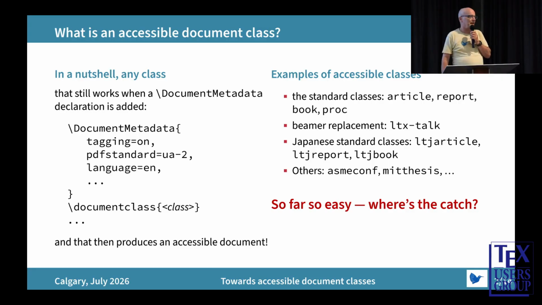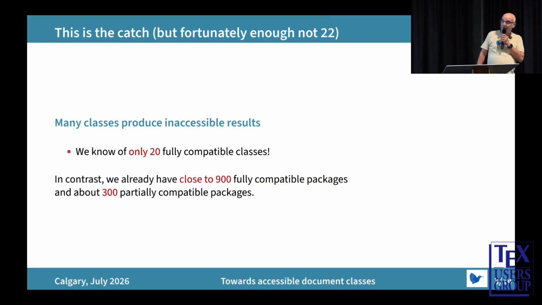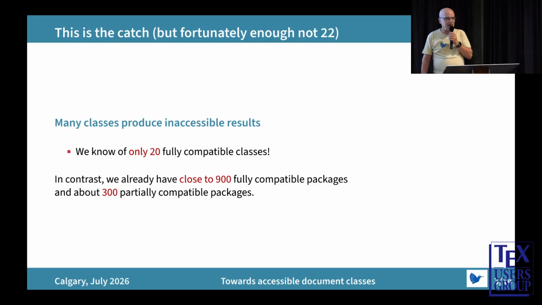So far so easy. What's the problem? Well, the problem is this is about 20. And we have nearly 900 compatible packages, which is a different level of accessibility possibilities. And that's a serious problem if you want to make accessibility sort of out-of-the-box standard.